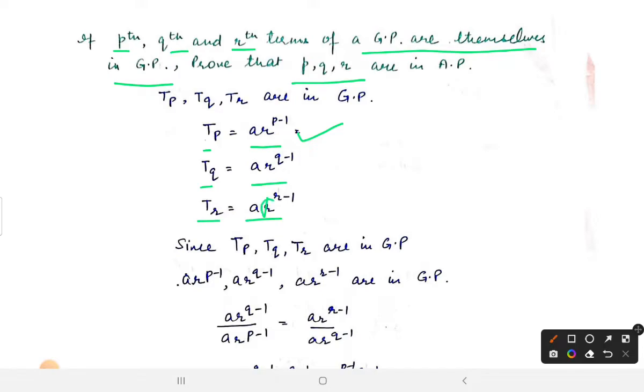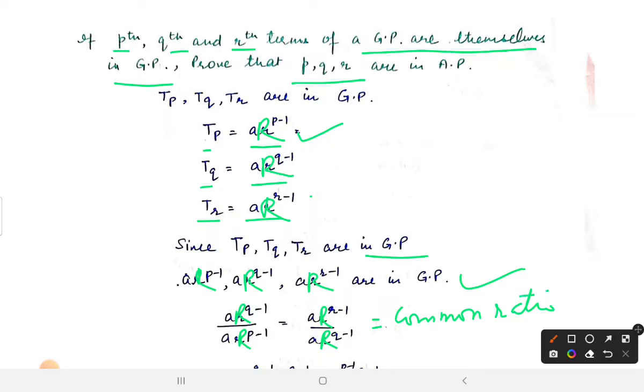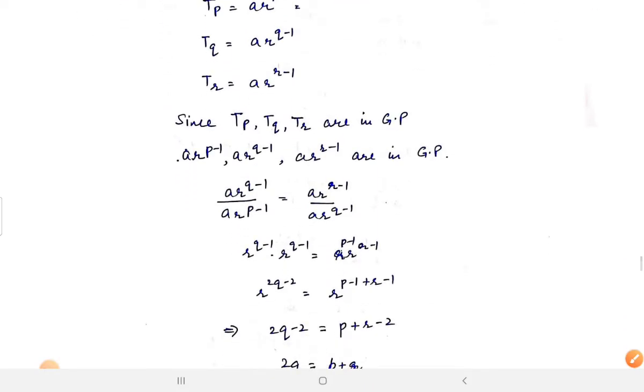Now let us take this common ratio as capital R. Here it is capital R. If these are in GP, then what will happen? The common ratio will remain the same. That is, by dividing AR to the power Q minus 1 upon AR to the power P minus 1, and AR to the power R minus 1 divided by AR to the power Q minus 1, you will get the same common ratio, the same number. Clear? So A cancels with A. So what will you get? You will get capital R. Instead of small r, this is capital R.